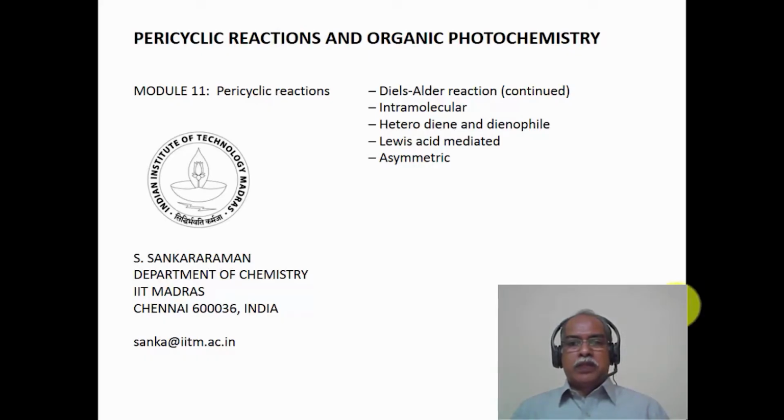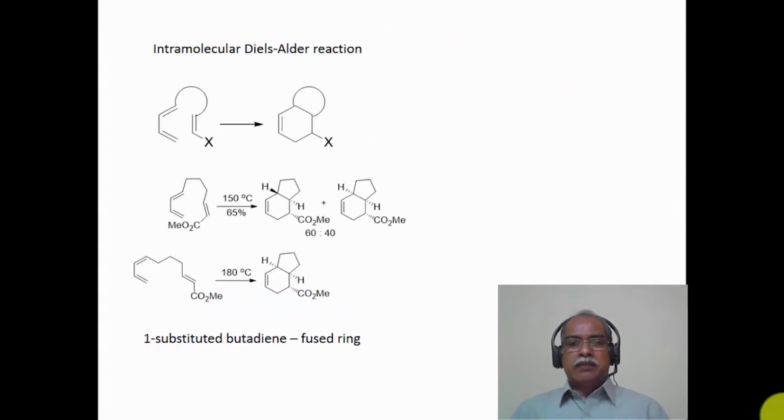We have a few more topics to cover under the Diels Alder reaction, namely the intramolecular Diels Alder reaction, Diels Alder reaction involving heterodienes and dienophiles, Lewis acid mediated or Lewis acid catalyzed Diels Alder reaction, and finally asymmetric Diels Alder reaction, which is a very important topic in the case of Diels Alder reaction.